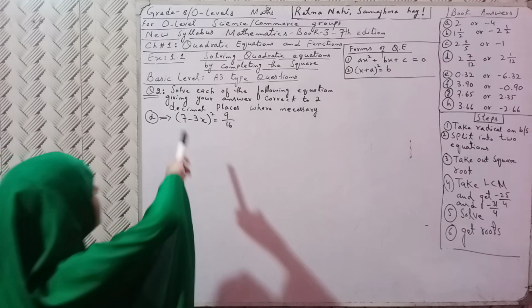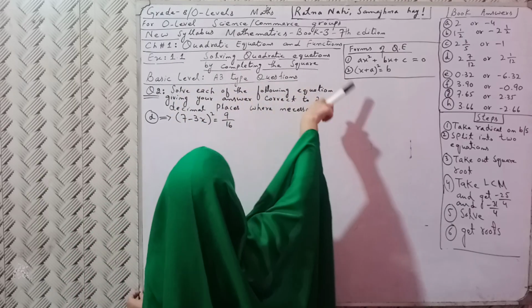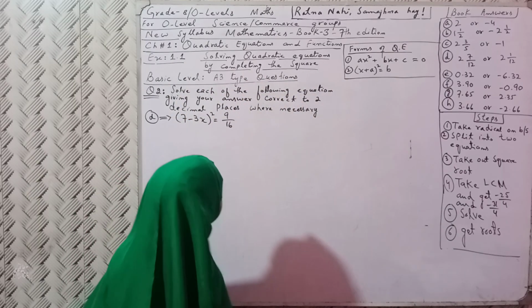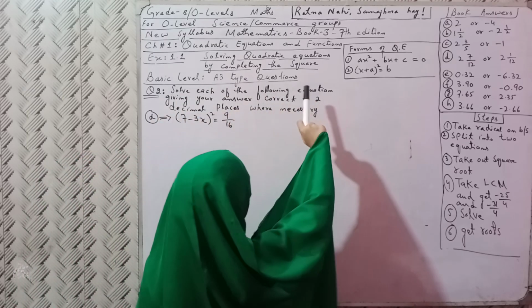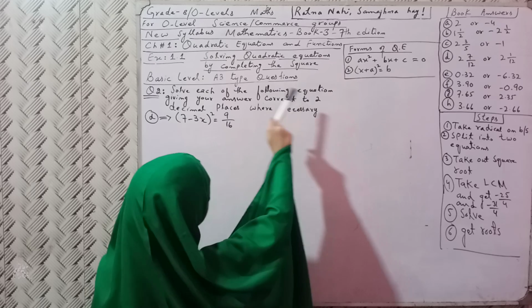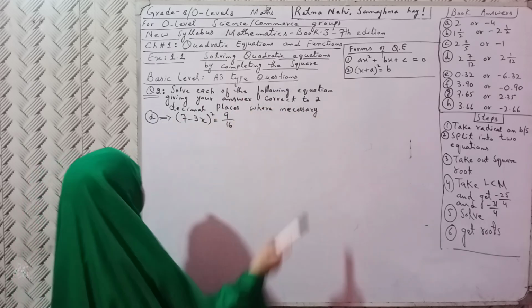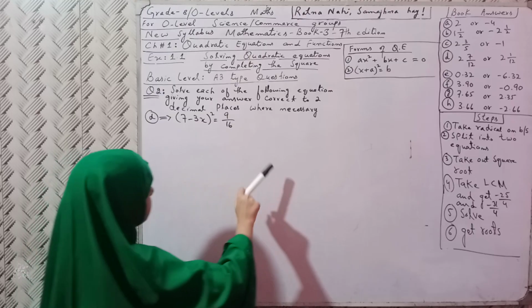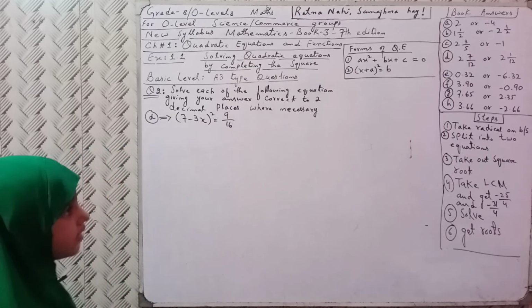Today we are going to learn grade 8 O-level maths for O-level science commerce group, New Syllabus Mathematics Book 3, 7th edition, chapter number 1, quadratic equations and functions. Exercise 1.1, solving quadratic equations by completing the square. Basic level A3 type question. Question number 2: solve each of the following equations, giving your answer correct to decimal places where necessary.